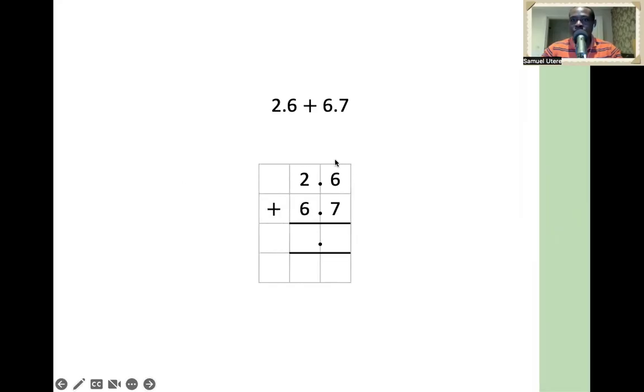So you have 6 tenths plus 7 tenths, which will be 13 tenths. So we can exchange 10 tenths for 1 one, okay, and then we'll write it like that. So now 2 add 6 will give us 8 plus the 1, that's 9.